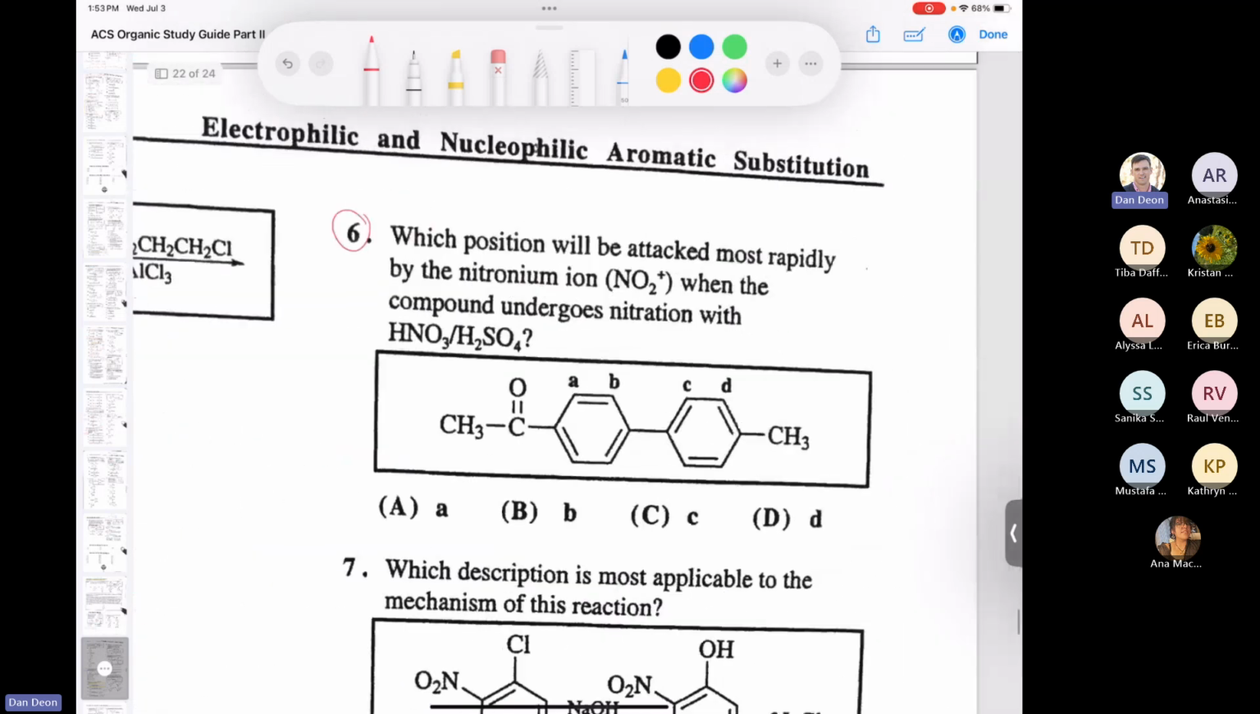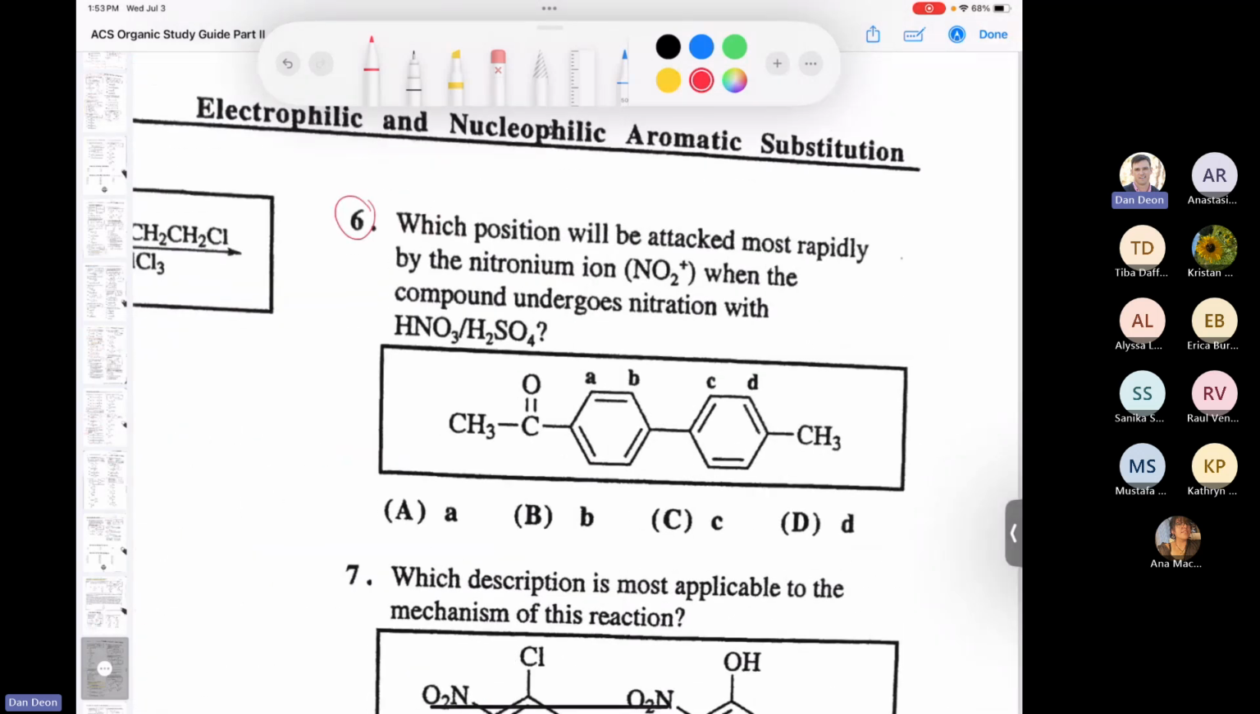Ooh, question number 6 is a good one. It says you make a nitronium ion. Sounds like fun. So let's say you made this nitronium ion and it's just hanging out, waiting for a nucleophilic attack. Okay, this is highly reactive. And then it says, well, which position is going to attack the nitronium first? Would it be A, B, C, or D?